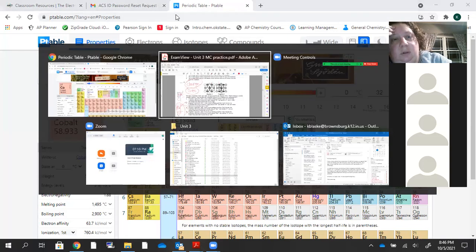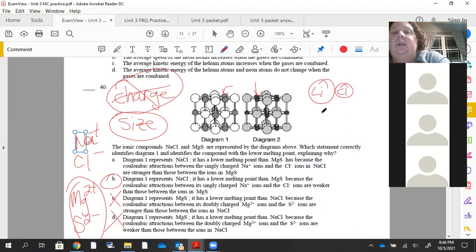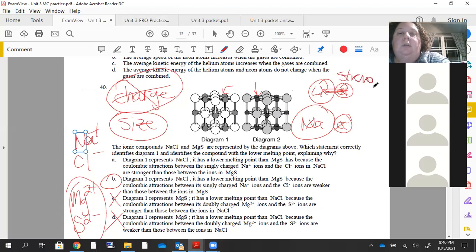So if we were talking about lithium chloride and sodium chloride, they both have the same charge, so that's not really going to affect the attraction between those two. But since lithium is smaller than sodium, the lithium and chlorine are going to be able to get closer to each other than the sodium and the chlorine will, right? That distance between the center of this atom and the center of this atom is smaller here. So that's going to be a stronger attraction because those particles are smaller. So those two factors can affect things.